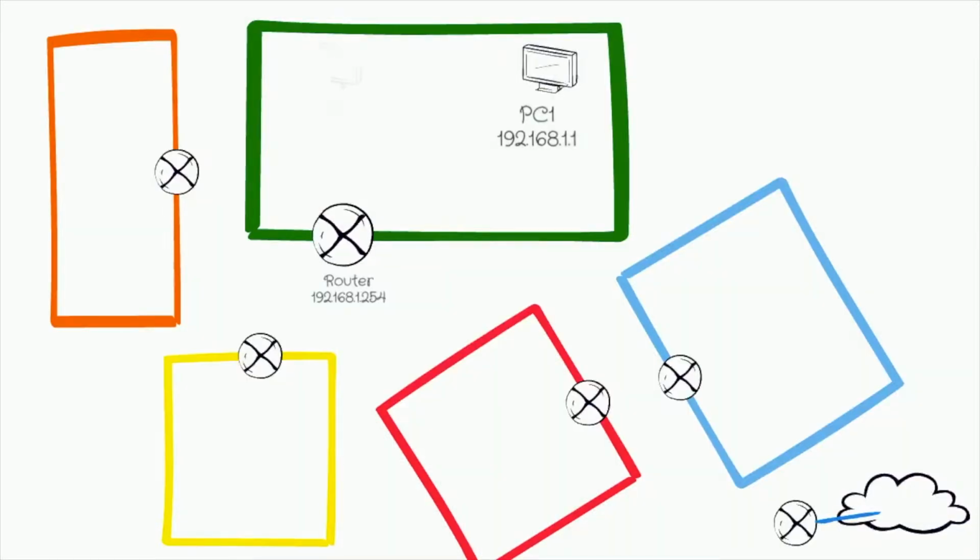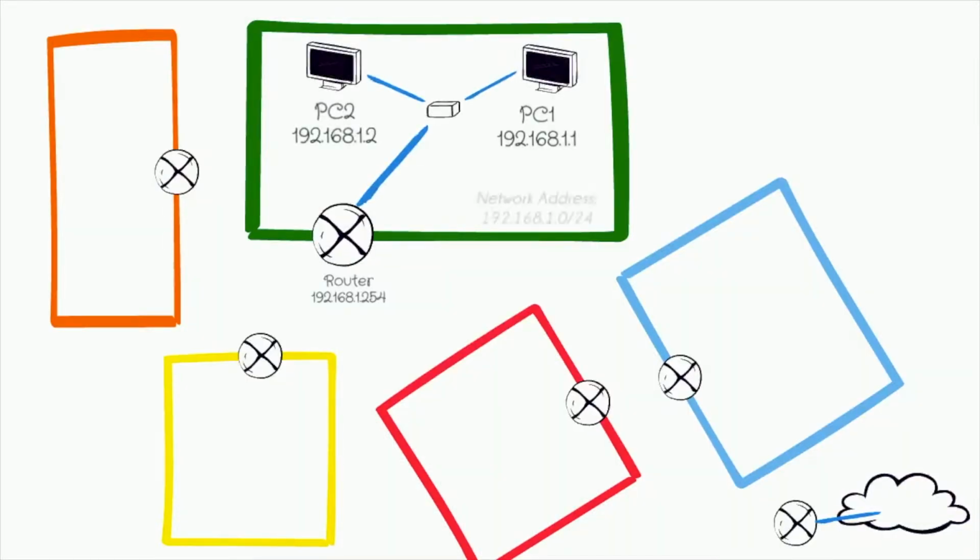Here are some networks built based on the maps we saw earlier. Looking at the network in the green-colored box, we have PC1 and PC2 that are connected to a switch that connects to a router. Here, the router acts like the train station for this network. All packets intended for the hosts in this network, regardless of going to PC1 or PC2, will be sent to this router.